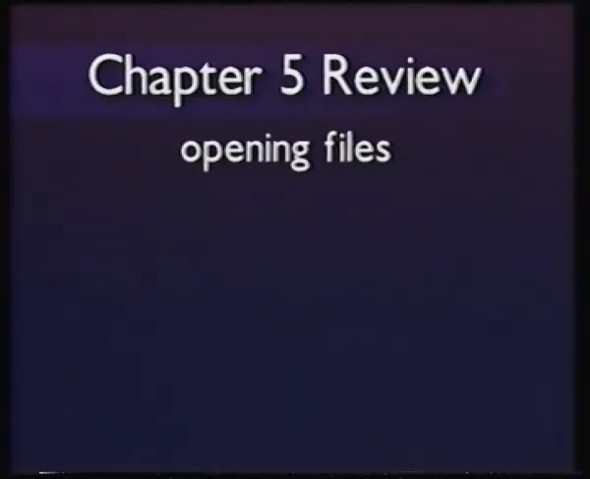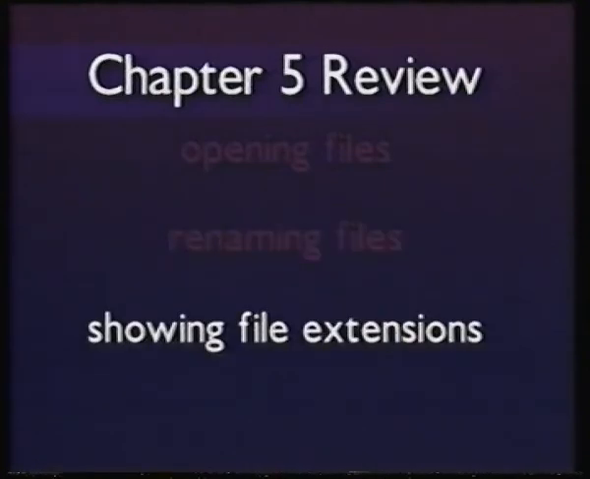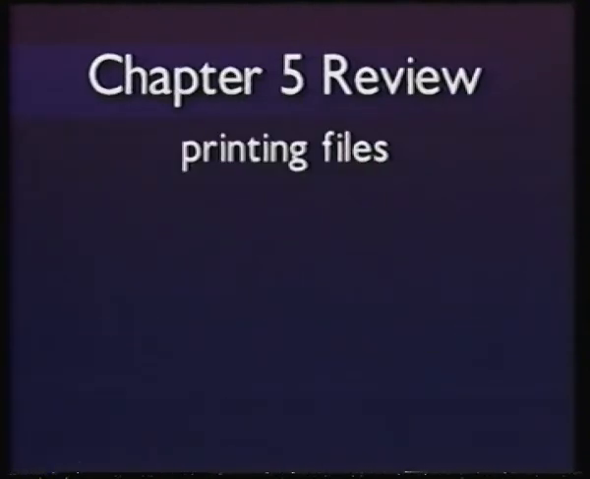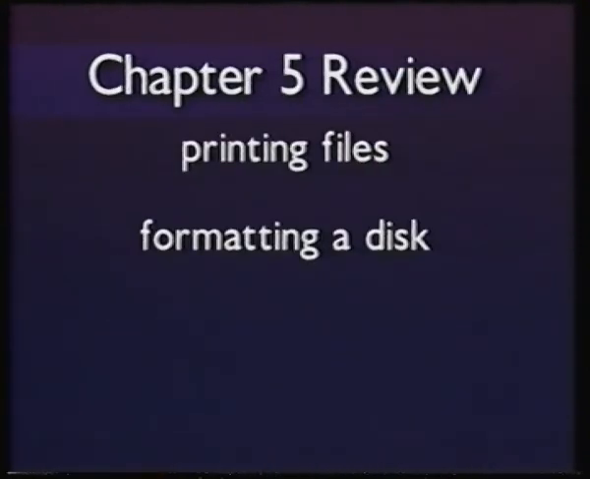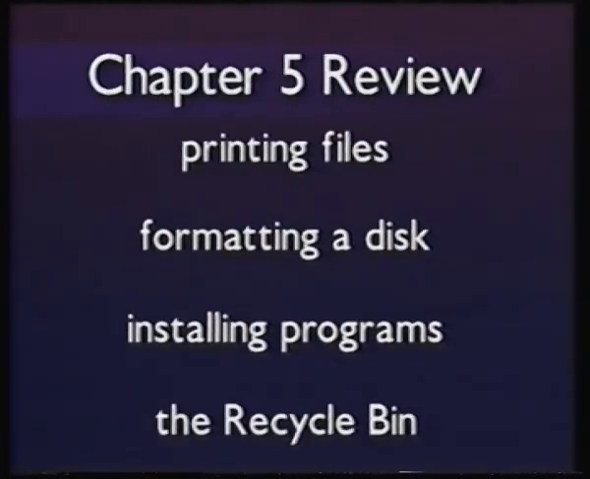Let's review what we've covered in this chapter. We opened files from the Explorer window, renamed a file, and showed file extensions. We installed a printer and printed a copy of one of our files. We formatted a disk, learned to install using Run and Add Remove programs, and used the Recycle bin. That concludes this tutorial, Learning Windows 95 Introduction. We've covered a lot of information in this tutorial.